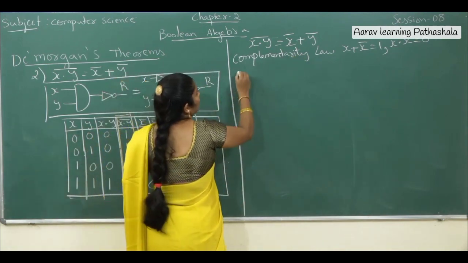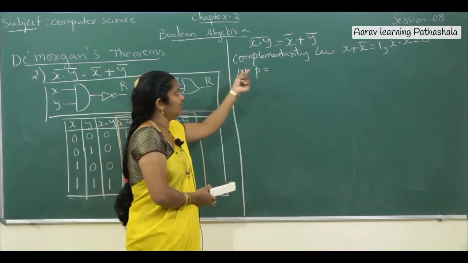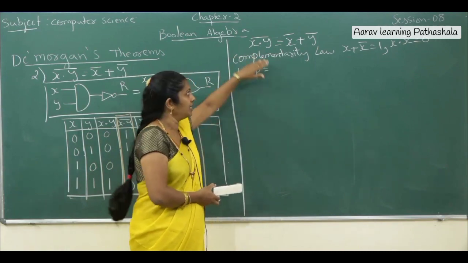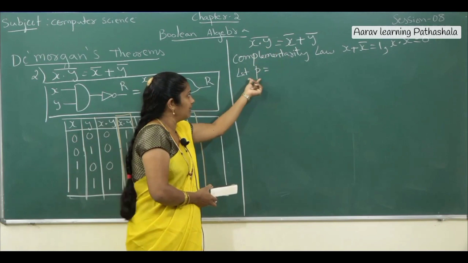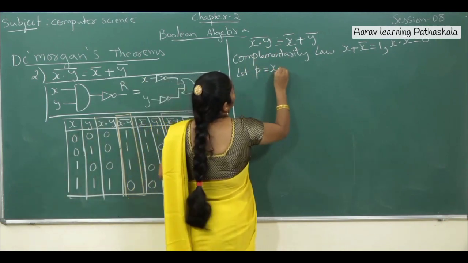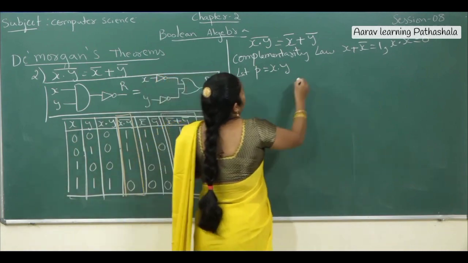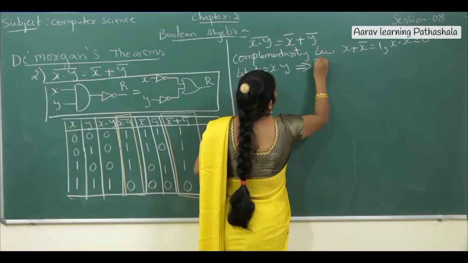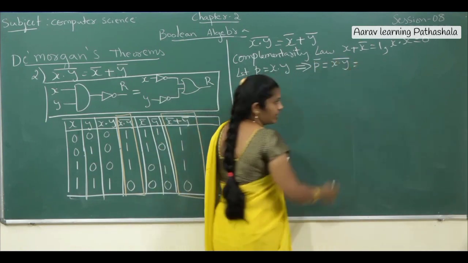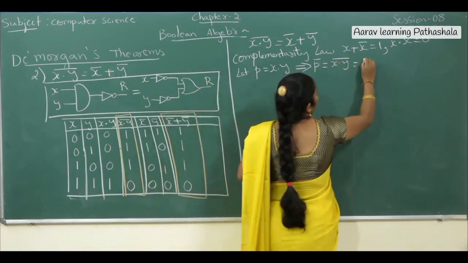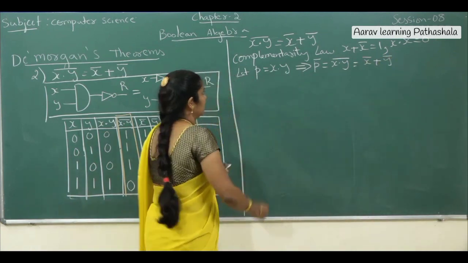Then what is the next thing we will do? Let P equal... In the previous case, for P we took x plus y, but now we want to prove that (x into y) whole bar. That's why I take P equals x into y. Then P bar is (x into y) whole bar. We will apply De Morgan's concept here, that is x bar plus y bar. Now is it clear?